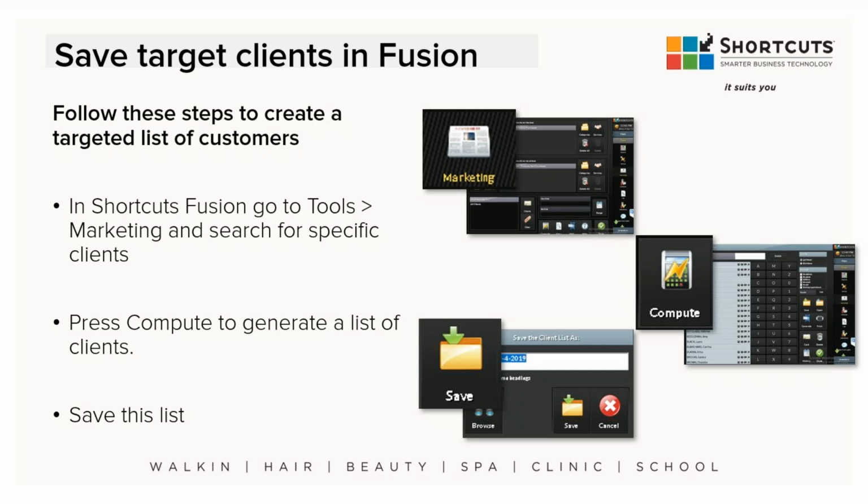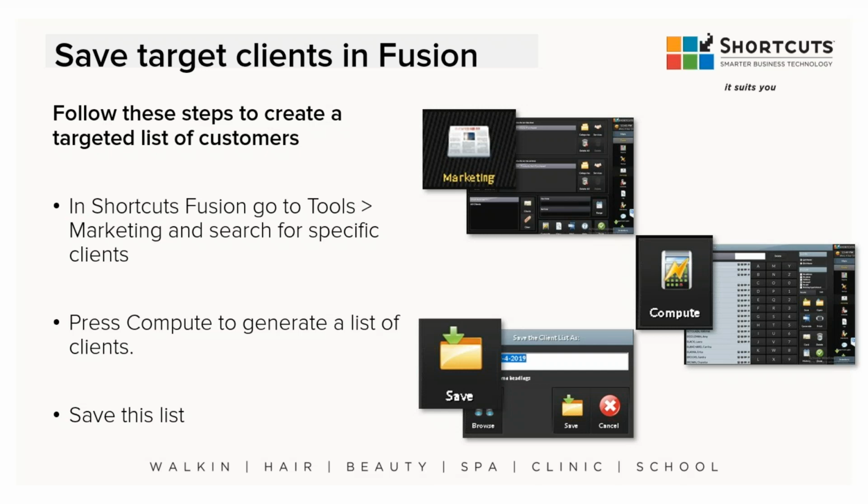Or let's say that you want to reach customers that have had haircuts, perhaps at your salon or your studio, but have never had a color service. That's a different type of group that you can reach. If you want to reach brand new customers from a certain date range, you can tell Shortcuts, I want to market to these specific people. And again, Shortcuts will generate that list.